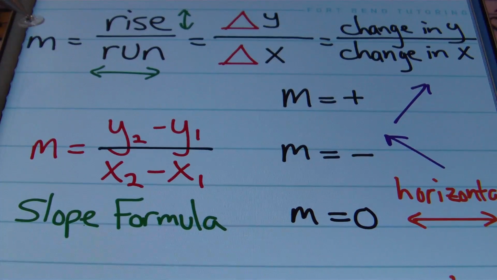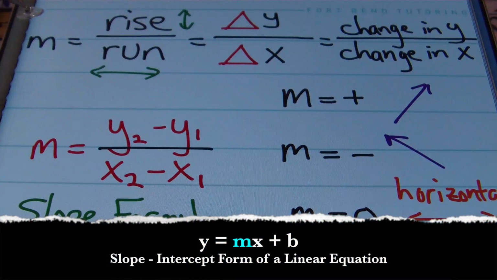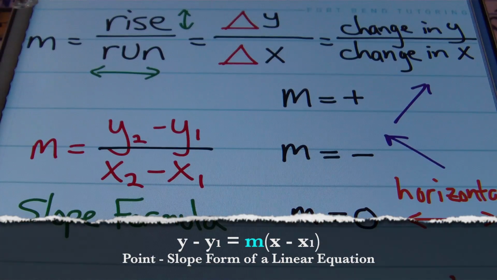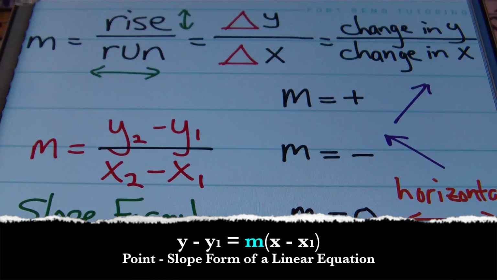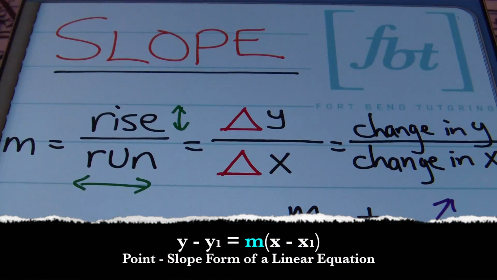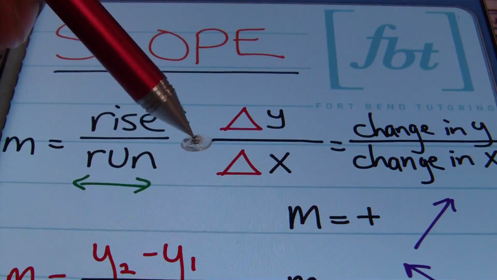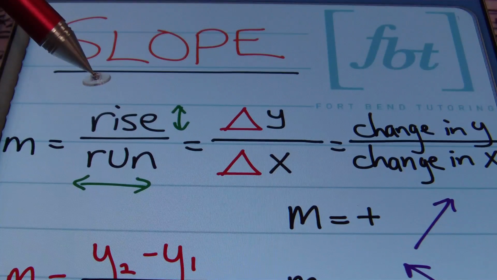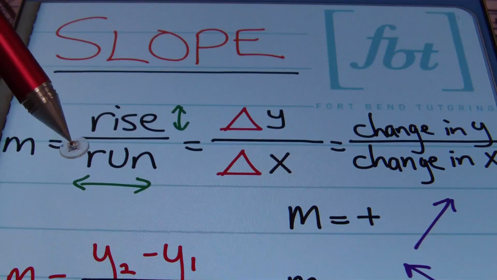Note that the common variable used for the slope is m. So when you see m in most equations, in most formulas, we're dealing with the slope of a linear equation. The definition of the slope is the change in y divided by the change in x. We sum that up generally by simply saying it's the rise divided by the run.